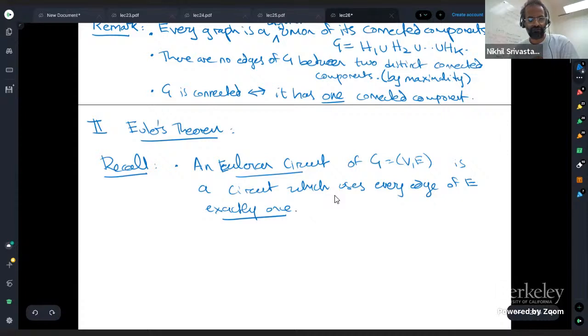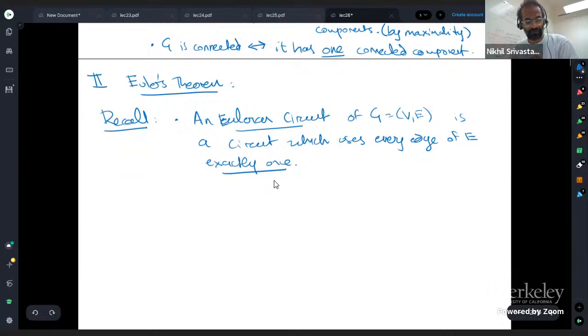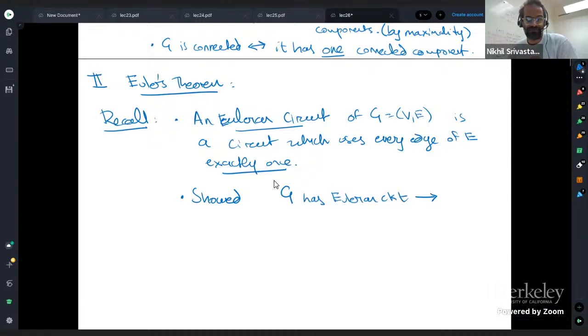So we discussed this earlier. And we proved a theorem about it also, right? We showed that if a graph has an Eulerian circuit, let's say, I'm using CKT for circuit, then all the degrees have to be even. That was the first thing we showed in the first lecture on graph theory. So all degrees are even and G is connected.